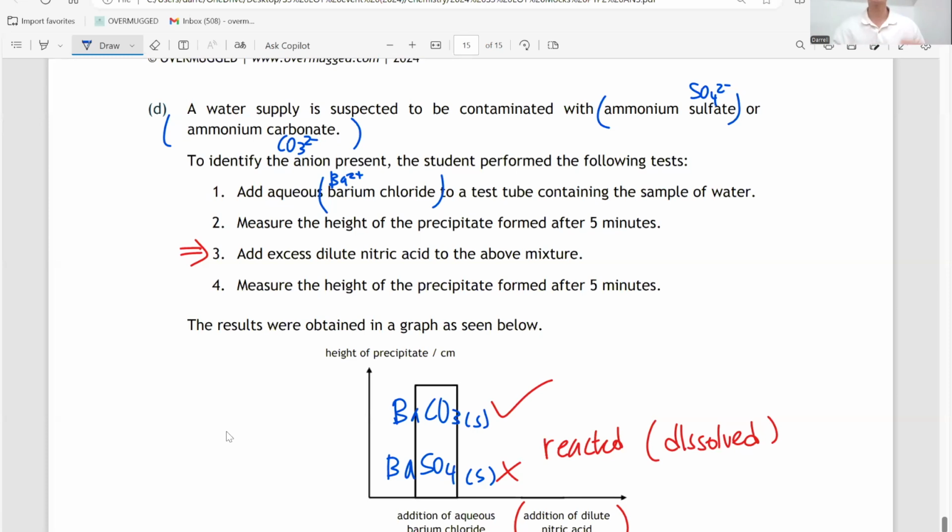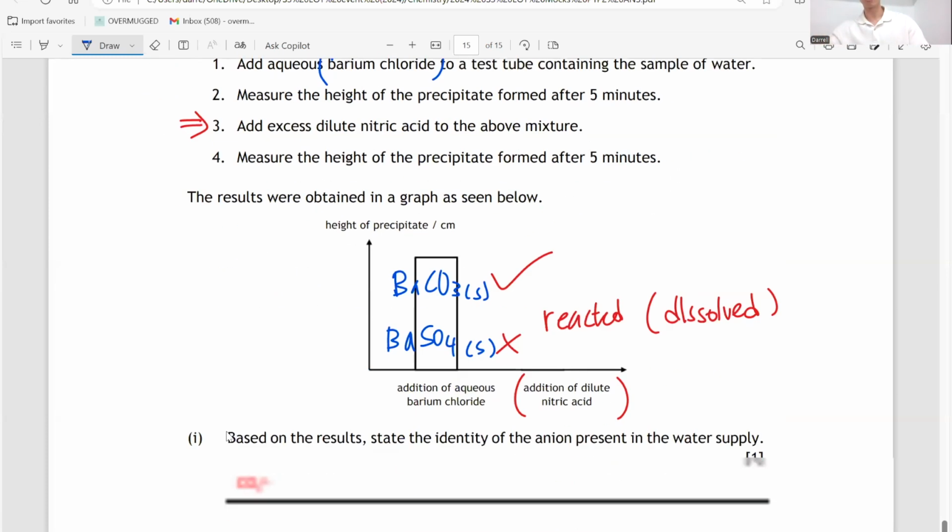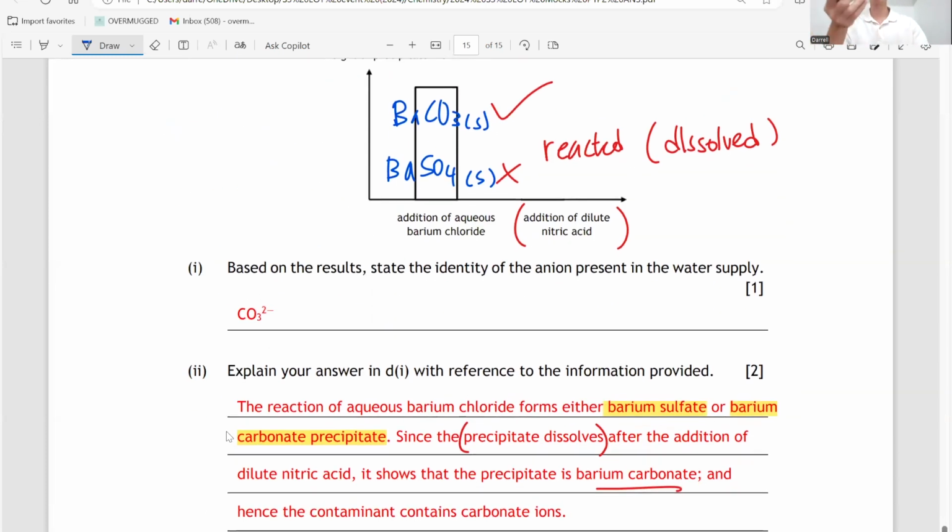So the conclusion here, the contamination, is it ammonium sulfate or ammonium carbonate? Ammonium carbonate. Clear? Can understand? Okay, then only if you understand it, then when you write down the answer, it will make more sense. Okay, so the question here is a case of making sure you understand that precipitate can form, but only one of those precipitates will react with acid.